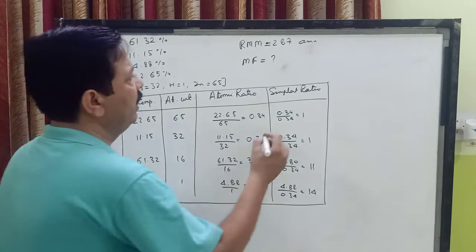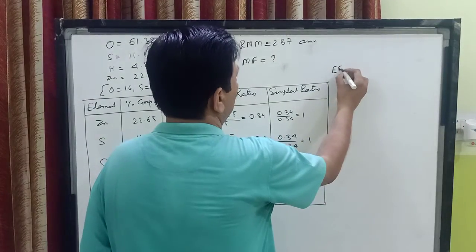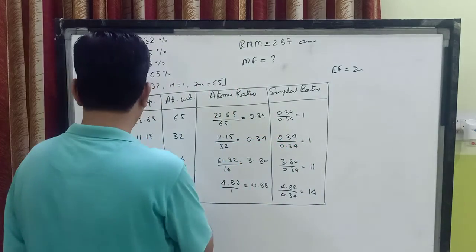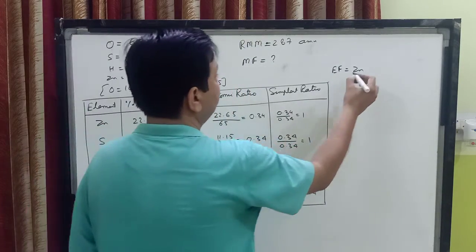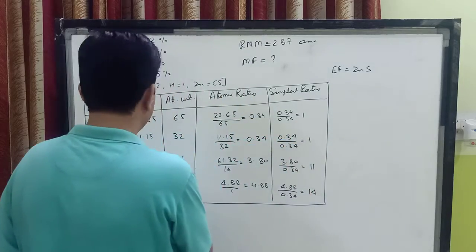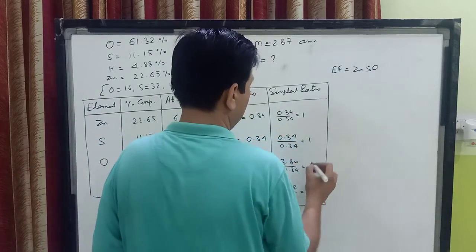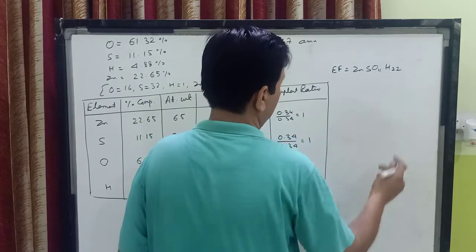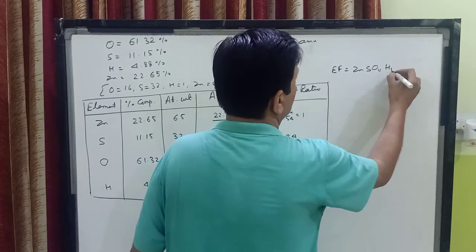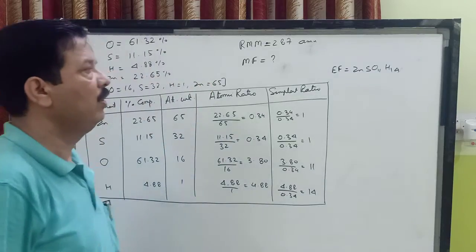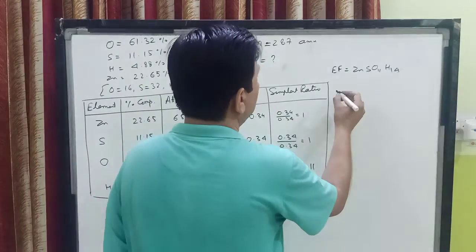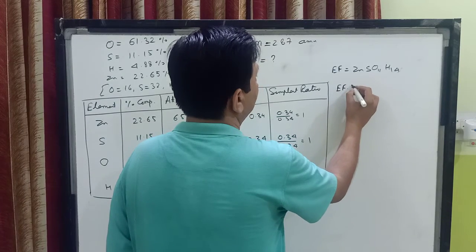So I write over here, the empirical formula comes out to be zinc is 1, sulfur is 1, oxygen is 11, and hydrogen is 14. So children, for the molecular formula, you all know that we first calculate the empirical formula weight.